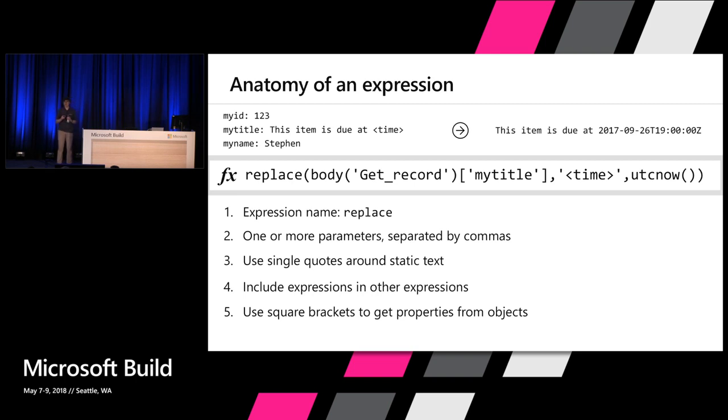So in this case, I have a title property from that. So I'm going to use the square bracket syntax. You can also use the JSON dot syntax to get at these particular properties. So with these few steps, I was able to construct an expression that replaces content with the current timestamp.